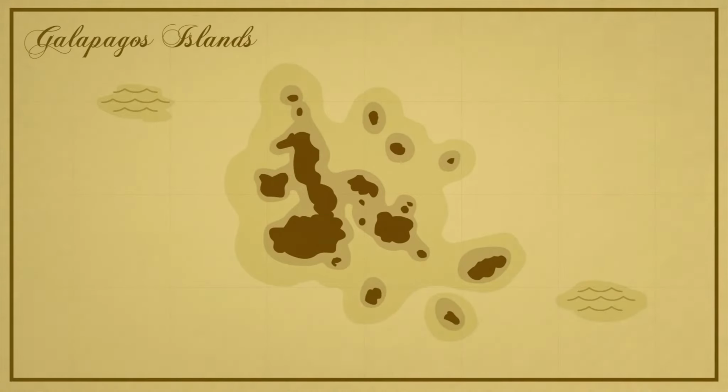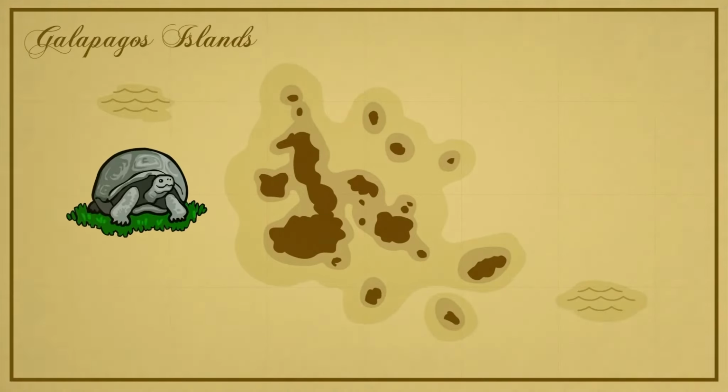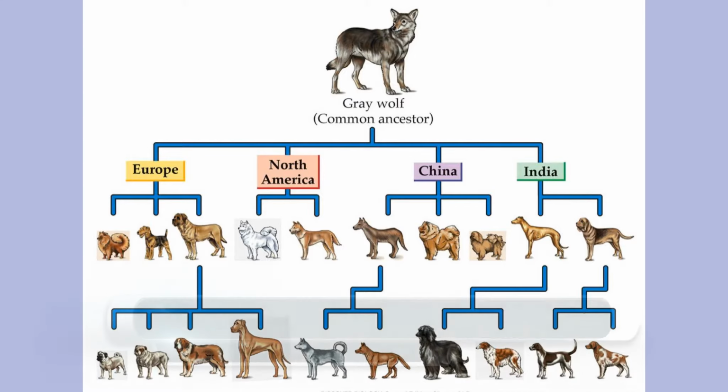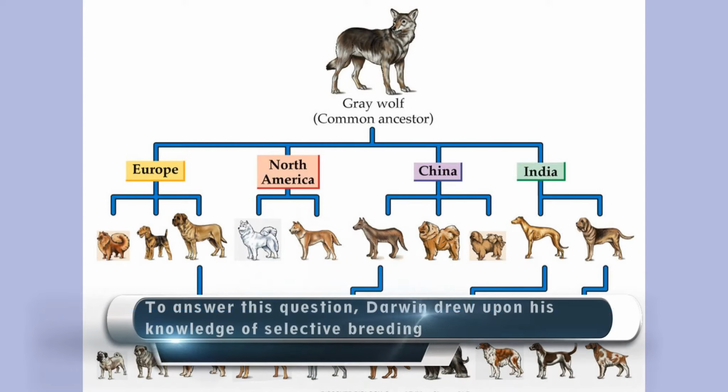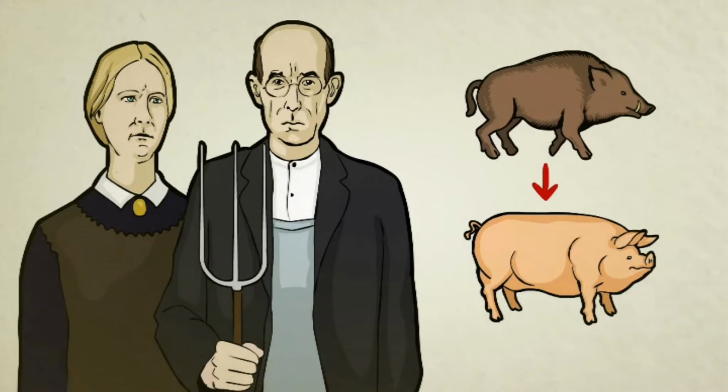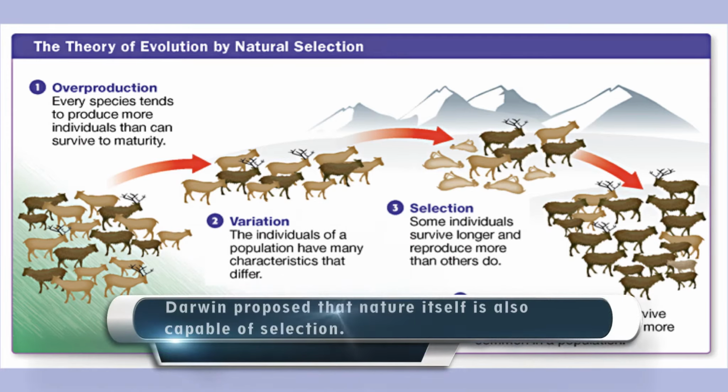It's almost as if these island creatures have been perfectly sculpted to survive within their unique environment. How did the sculpting take place? Random descent with modification alone could never do such a thing. To answer this question, Darwin drew upon his knowledge of selective breeding. The process of selective breeding has sculpted the original wild forms into new domestic forms, much better suited for human use and consumption. Darwin proposed that nature itself is also capable of selection.